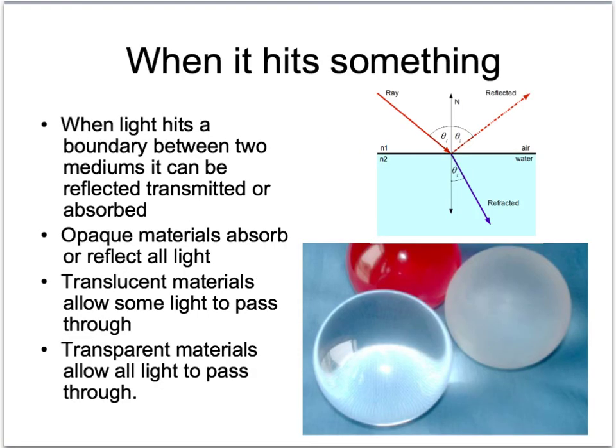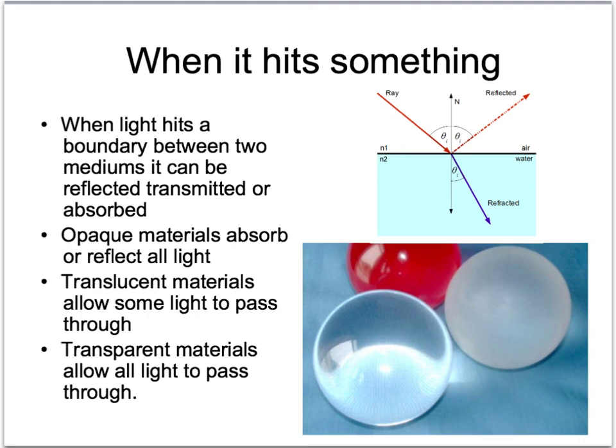And what does it do? Well, when light hits a boundary between two mediums, by the way, medium is what we call whatever light's traveling through. It's not some sort of psychic person. When light hits a boundary between two different mediums, like for example air and water, there are a couple of things that can happen. It can be reflected, it can be transmitted, or it can be absorbed.